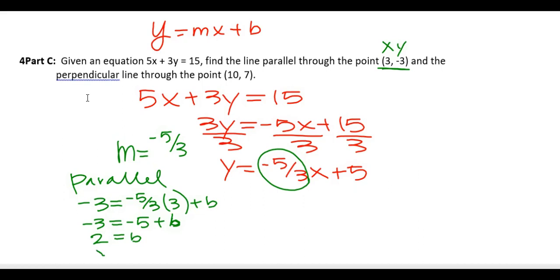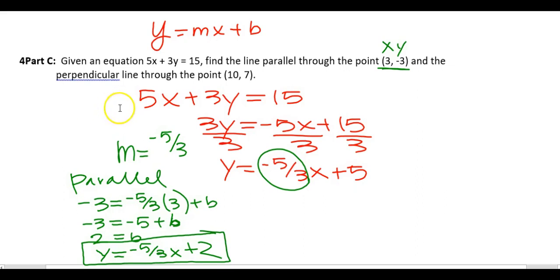So we're going to say y is equal to negative 5/3 x. That was our original slope, so it's our parallel slope, plus our new b, which is 2. So this is the equation of the line that is parallel to the given line through the point 3, negative 3.